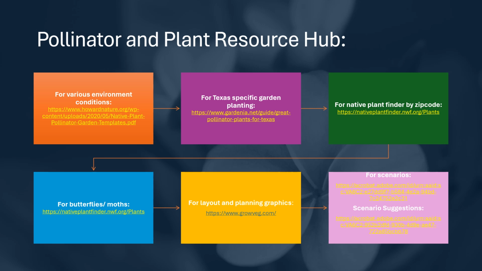Next, we have the yellow resource box where you can use an online tool called GrowVeg to apply your research on pollinators and native plant species to a visualization. In other words, you can draw it out. Let's say you have a spot in your backyard that just needs some help, and it's near a raised garden of your favorite vegetable plants.